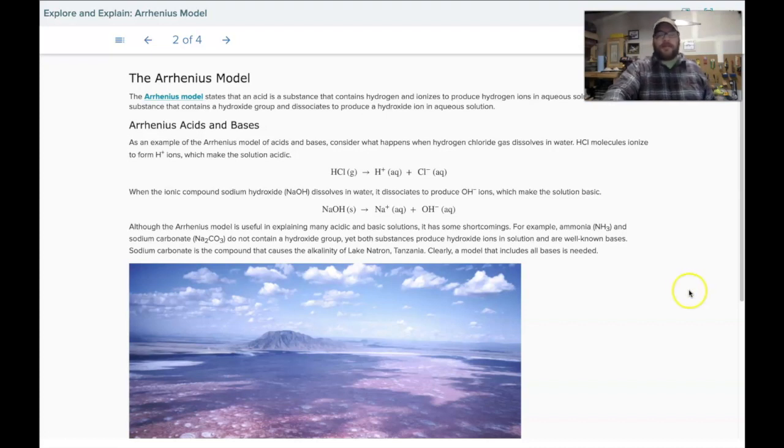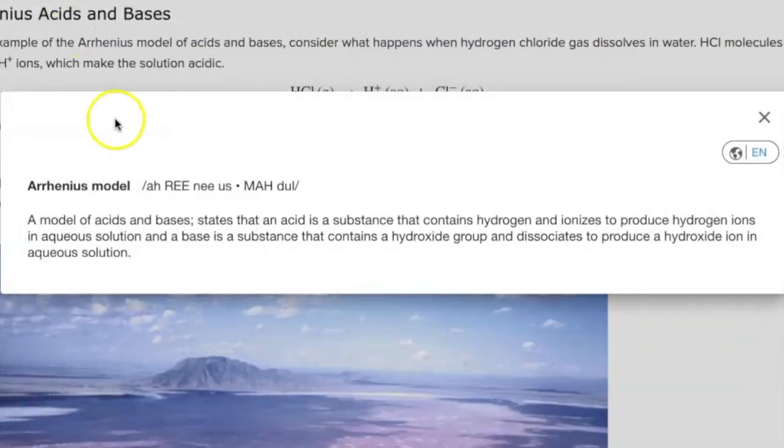We're going to talk about the Arrhenius model first. If we look at the definition here, it says that you pronounce it Arrhenius. I've always learned it as Arrhenius. Anyway, what does it say? Basically, an acid is a substance that contains hydrogen, and it'll ionize to produce that hydrogen ion, that H plus ion. A base is going to contain the hydroxide group, and it's going to dissociate, forming the hydroxide ion.